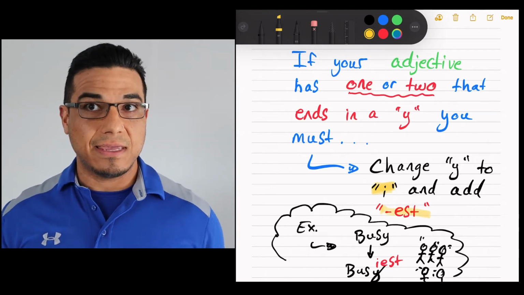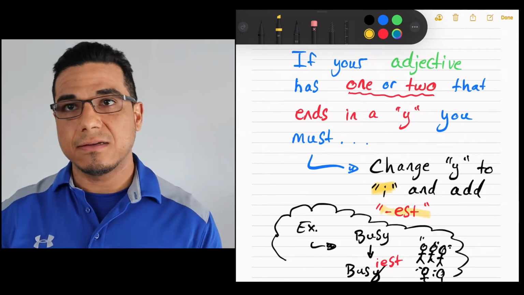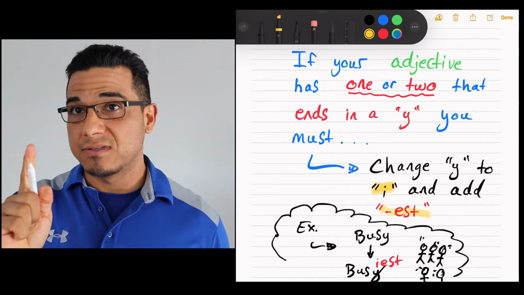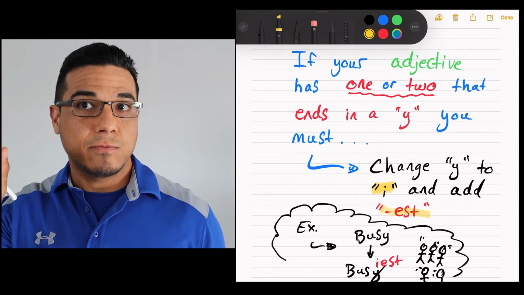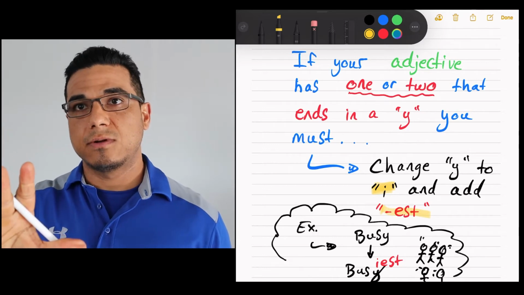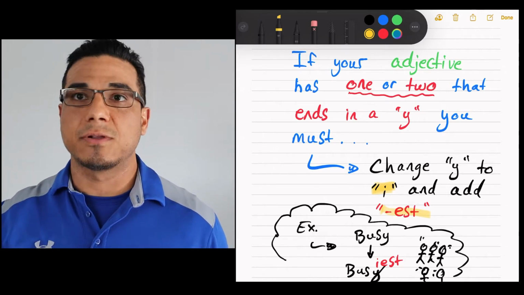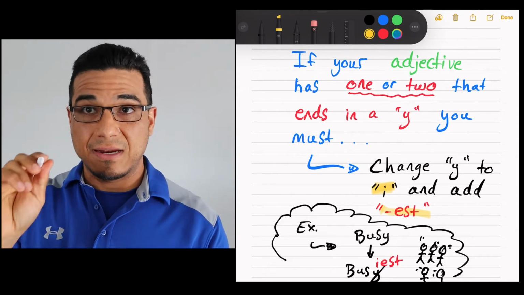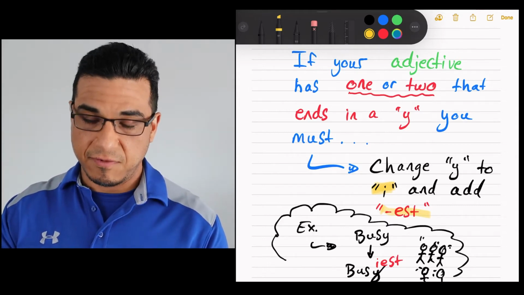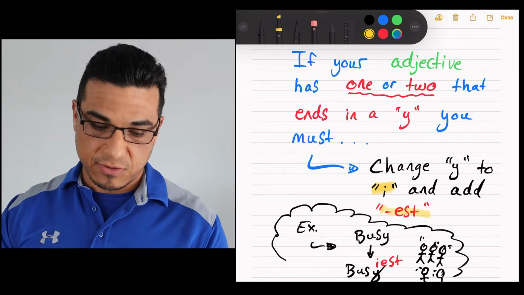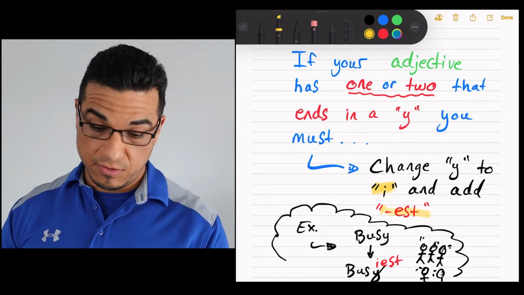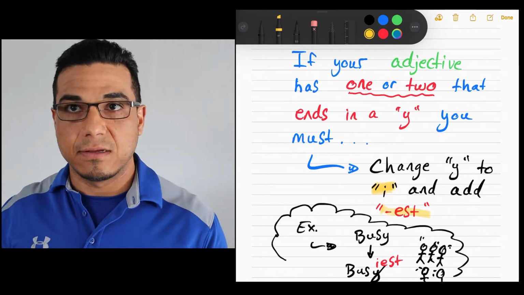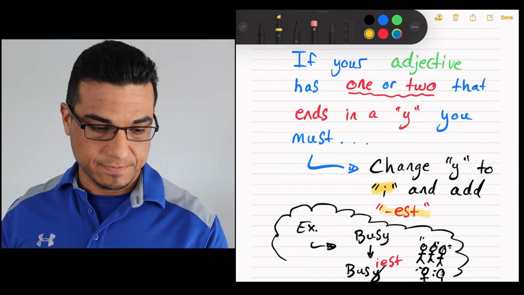So the example I give is busy. Busy is one syllable. It does end in a Y. And in order to convert it to its superlative form, I've dropped the Y, as again in this example, and I've replaced it with I, followed by est. So now I have the busiest. And you'll notice my amazing artistic abilities also on screen.